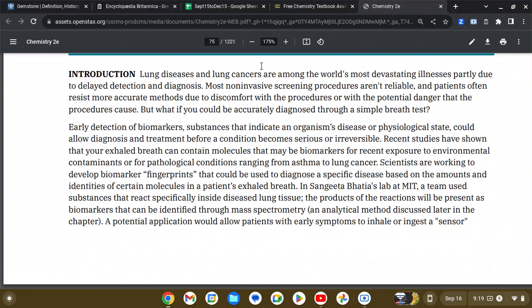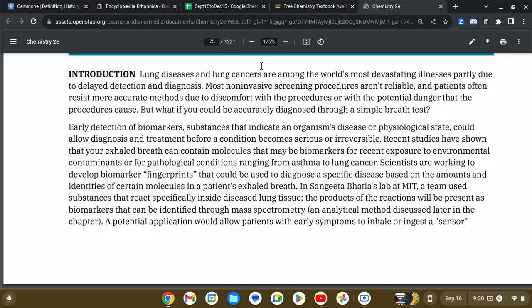Early detection of biomarkers, substances that indicate an organism's disease or psychological state, could allow diagnosis and treatment before a condition becomes serious or irreversible. Recent studies have shown that your exhaled breath can contain molecules that may be biomarkers for recent exposure to environmental contaminants, or for biological or pathological conditions ranging from asthma to lung cancer. Scientists are working to develop biomarker fingerprints that could be used to diagnose a specific disease based on the amounts and identities of certain molecules in a patient's exhaled breath.